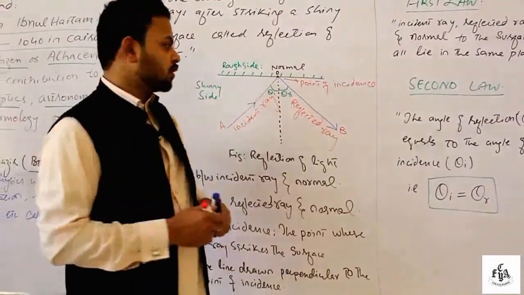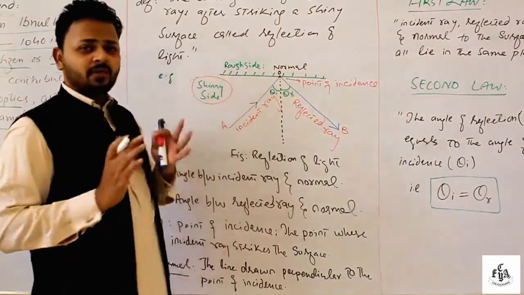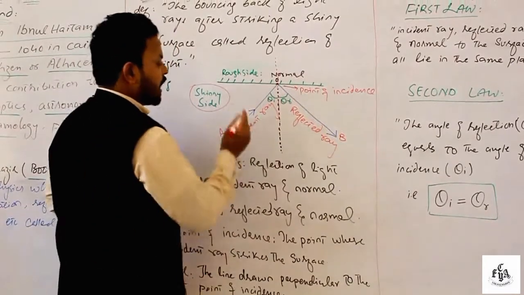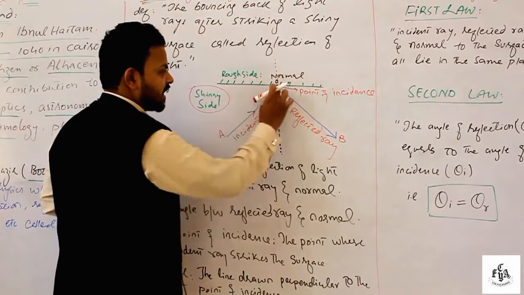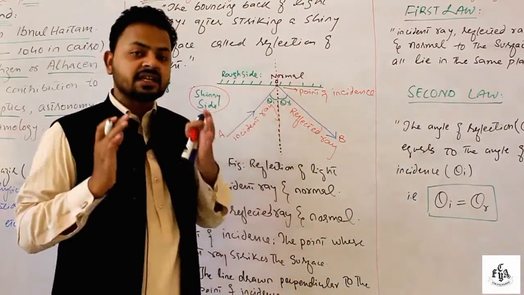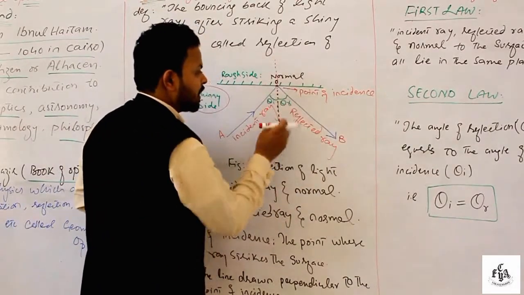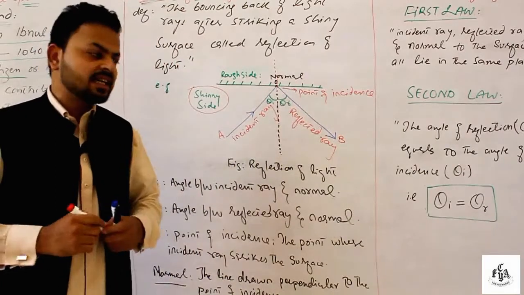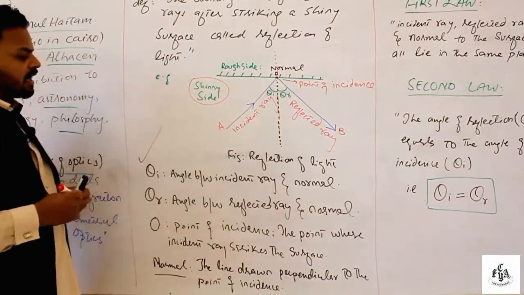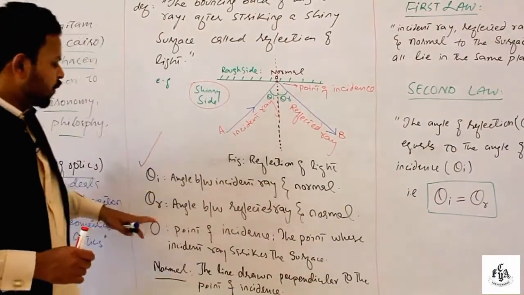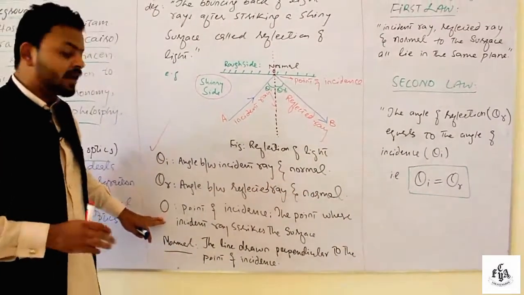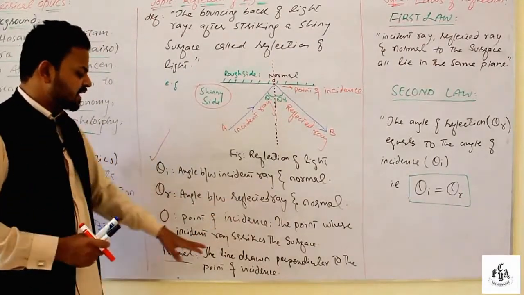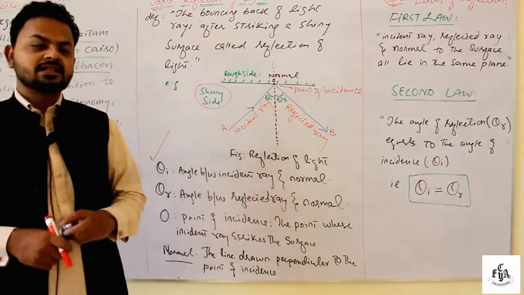Now the lower portion of this surface is shiny. We draw a perpendicular over here, like this. The angle between the incident ray and this normal is known as the incident angle. The angle between the reflected ray and the normal is known as the reflected angle. Theta I is the angle of incidence, the angle between the incident ray and the normal. Theta R is the angle between the reflected ray and the normal. O is the point of incidence, the point where the incident ray strikes the surface. The normal is the line drawn perpendicular at the point of incidence.